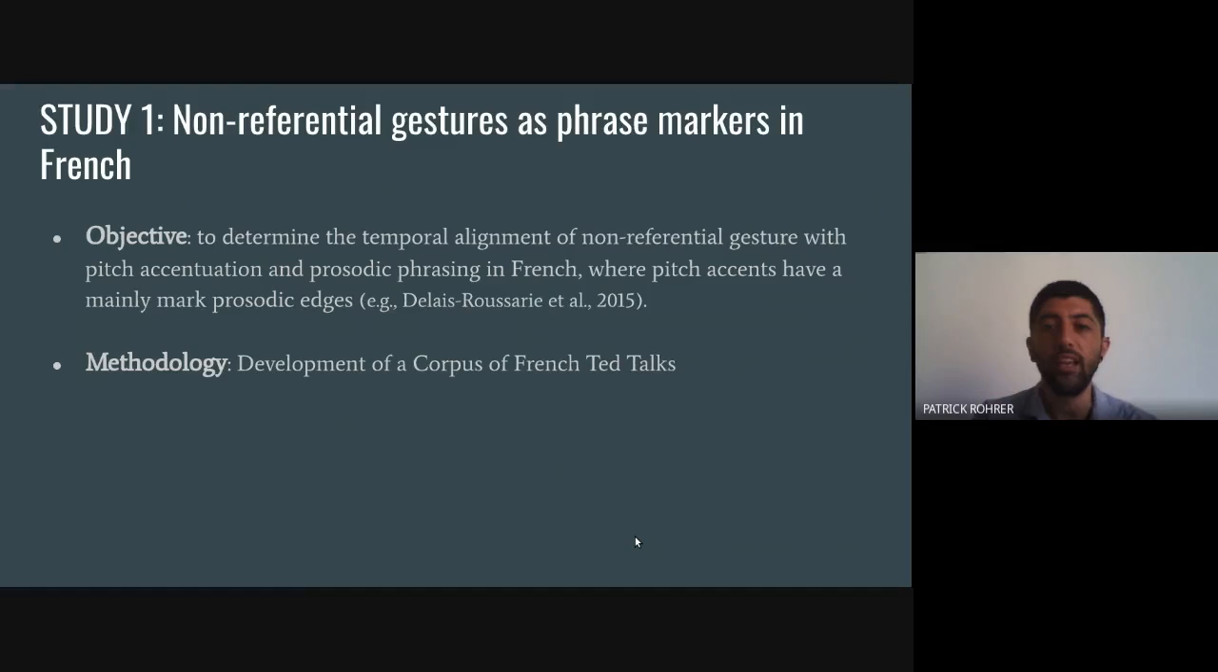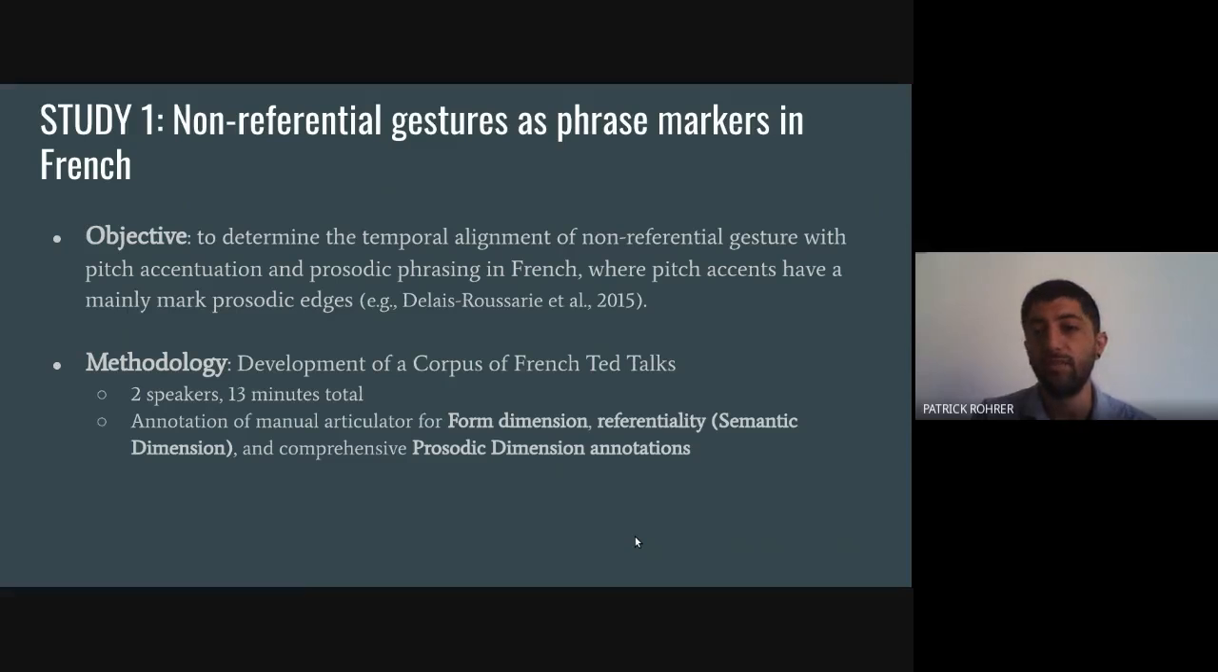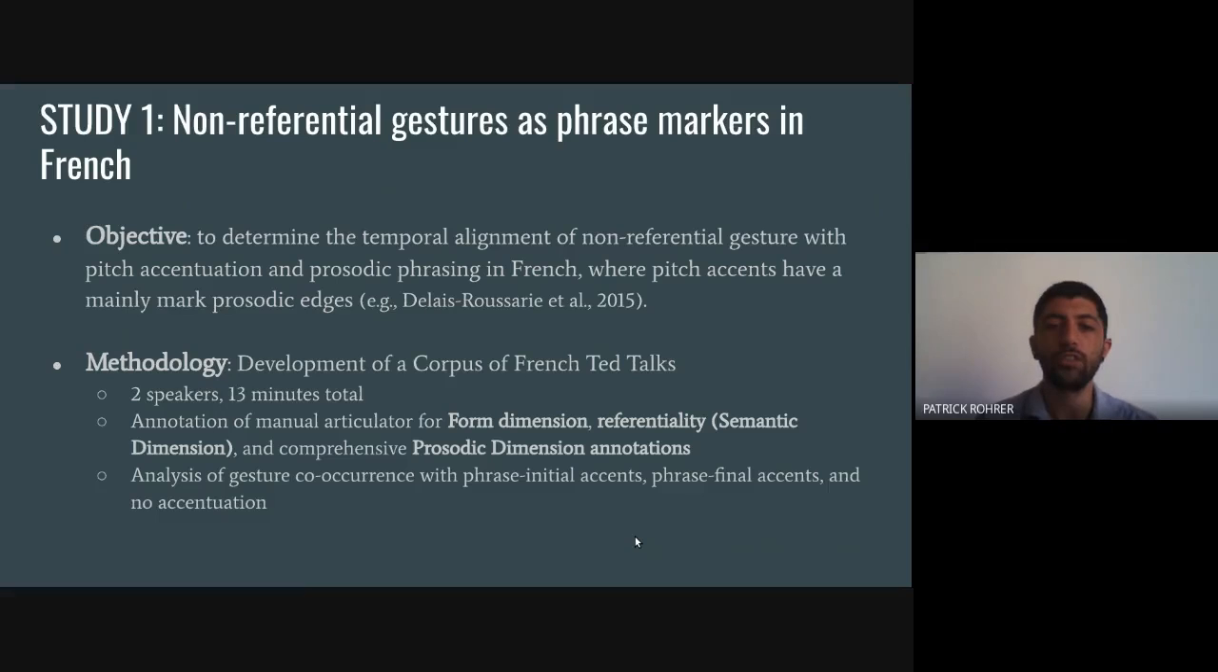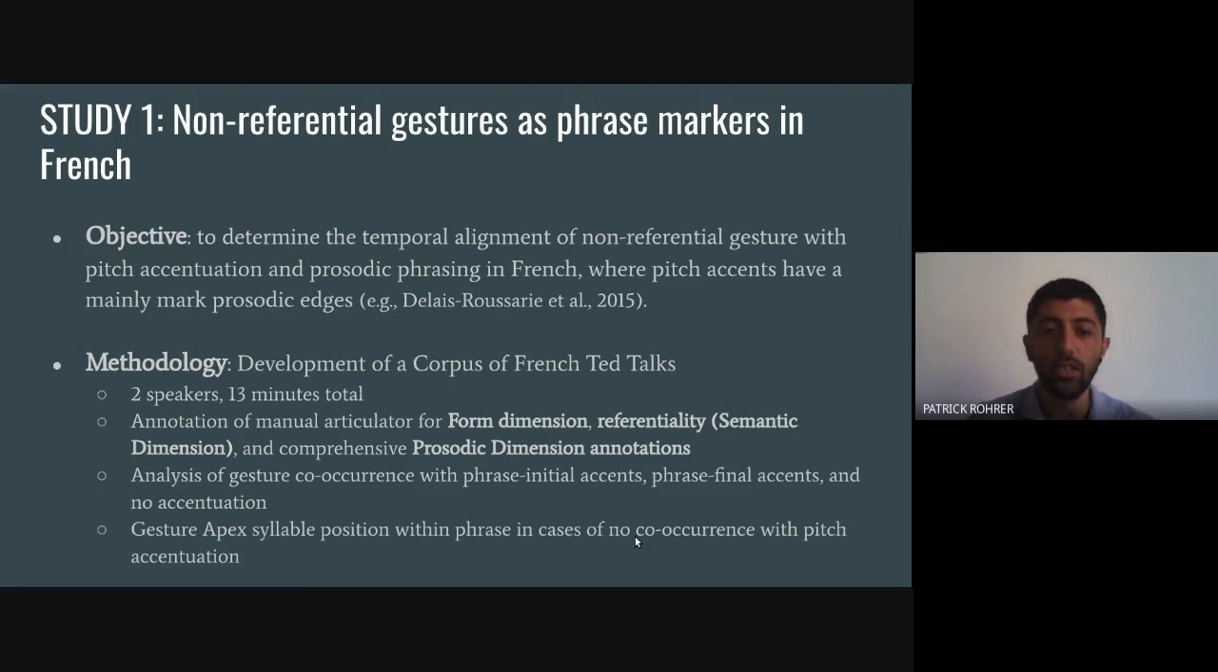So we're developing a corpus of French TED Talks. So far, we have 2 speakers and 13 minutes of speech, and we annotated the form dimension. We annotated referentiality. We didn't go into the pragmatic aspect of this dimension, but we also did comprehensive prosodic dimension annotations. And we looked at whether gestures occurred with phrase initial accents, phrase final accents, or with no accentuation. And when it occurred with no accentuation, we looked at the syllable that co-occurred with the apex, in which position within the phrase it fell.